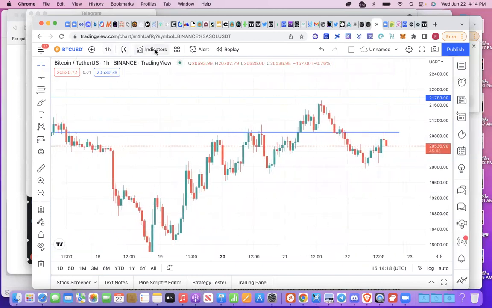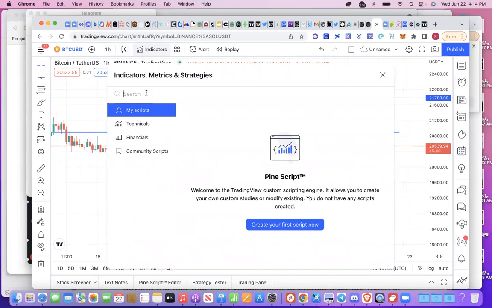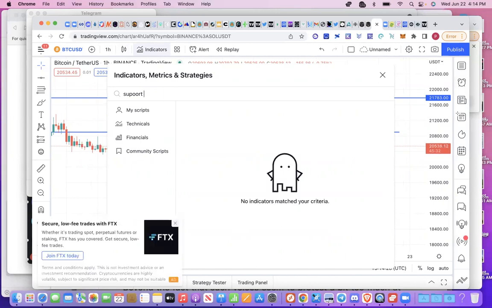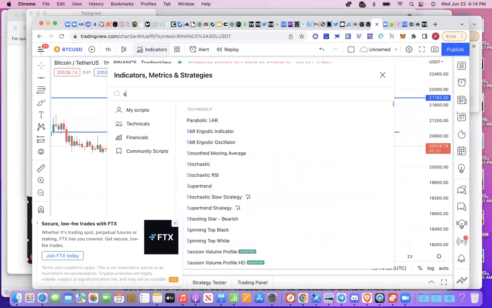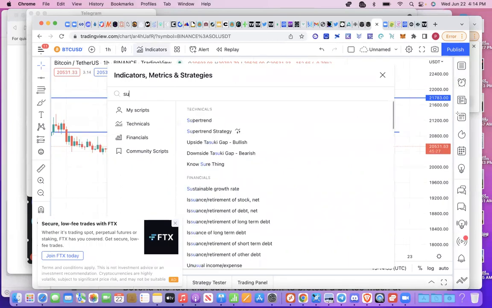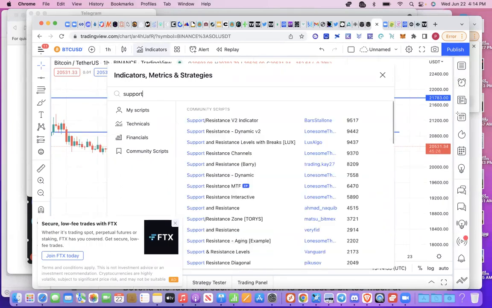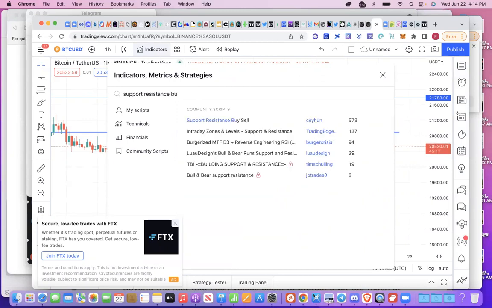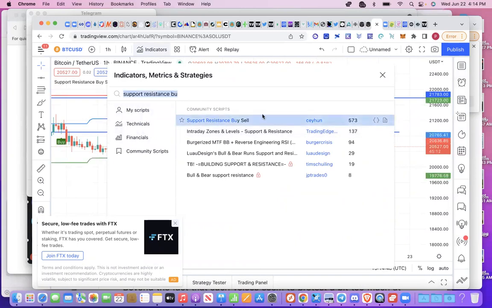So you now go to your indicator and click what? Support. Okay. Support. Go to my indicator, go to support. Yeah, resistance, just put a space bar, buy. Support, resistance, buy, sell. Now let's check.